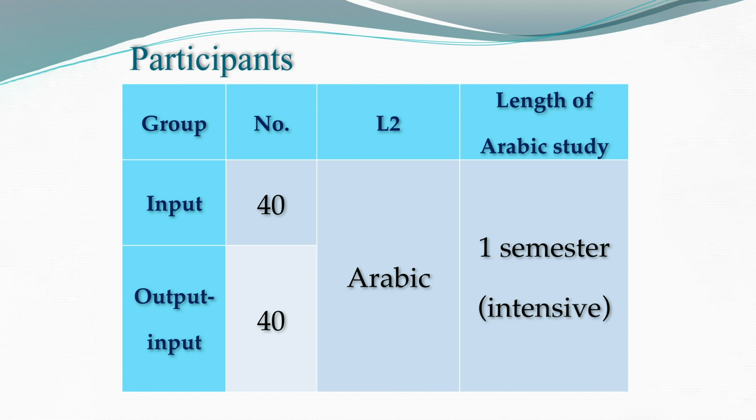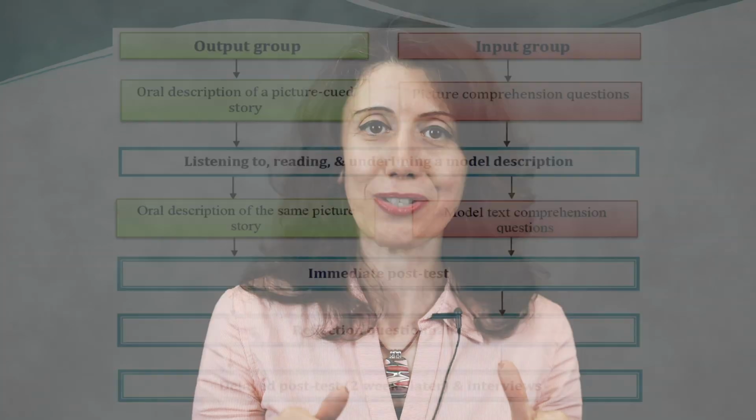Now, the participants were 80 learners of Arabic. I assigned 40 of them to the input condition, a comprehension-only condition, whereas the output condition was a combination between comprehension and production. I assigned 40 participants to that condition as well. All of the participants were enrolled in first semester intensive Arabic, and so they were novice learners.